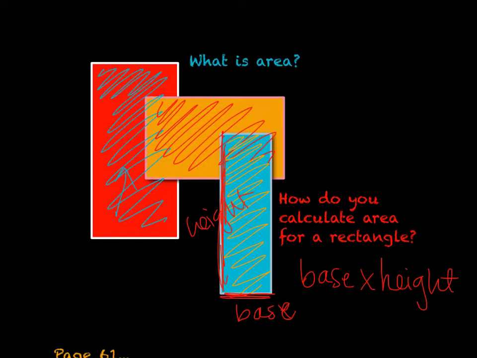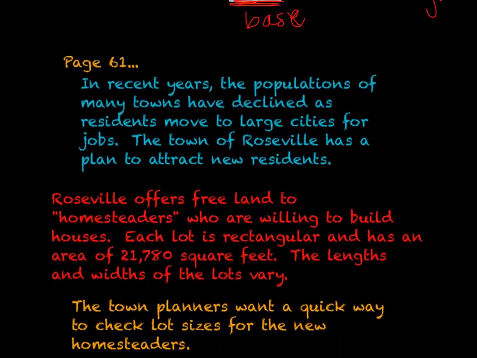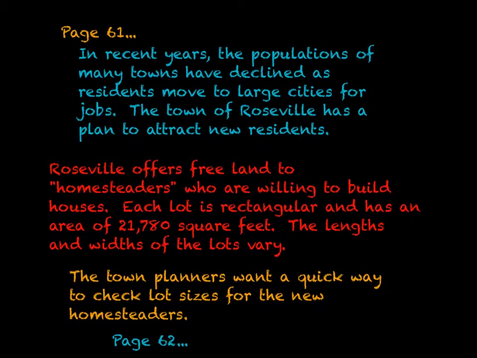So taking this concept, we are going to be launching into this problem. So on page 61, if you're following along, it says, in recent years, the populations of many towns have declined as residents move to larger cities for jobs. The town of Roseville has a plan to attract new residents. So it's sort of stuff that Bozeman is doing. They are offering more amenities to people around, as you noticed in last year. We've gotten an Olive Garden and that sort of thing. So people in Bozeman are slowly being attracted to this place because there's more and more amenities that bigger cities have. Roseville offers free land to homesteaders who are willing to build houses.